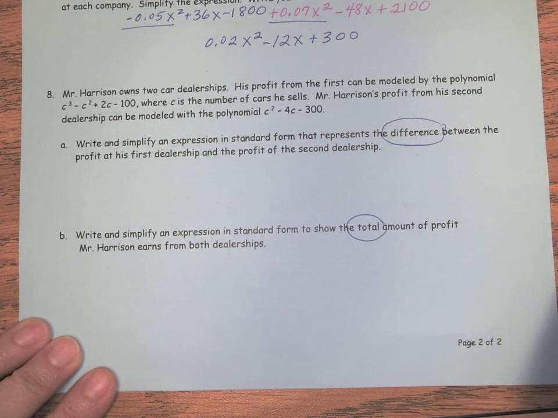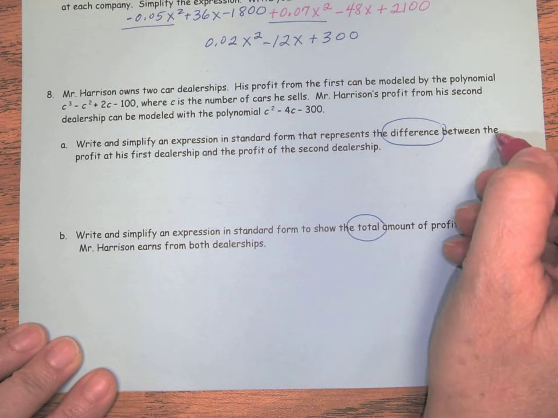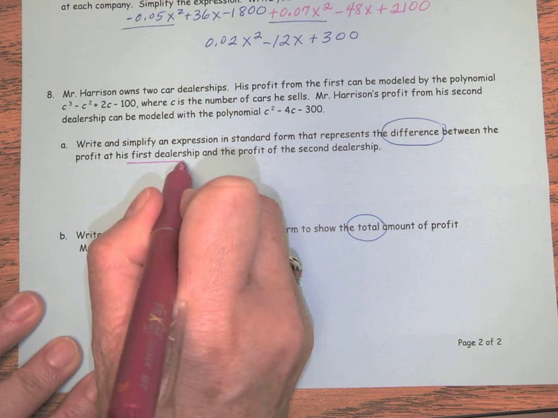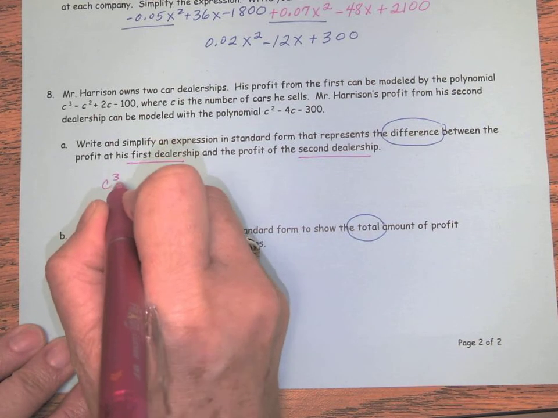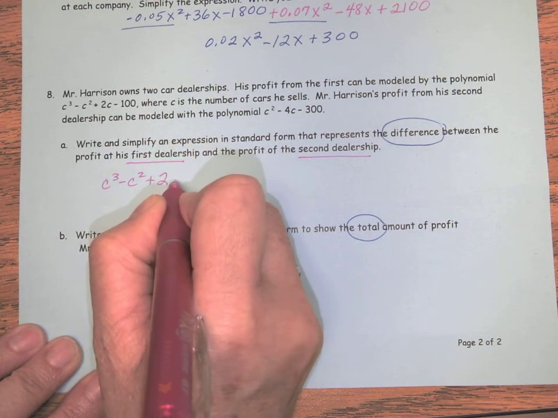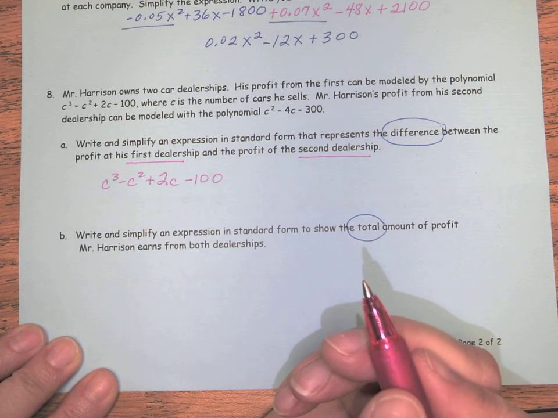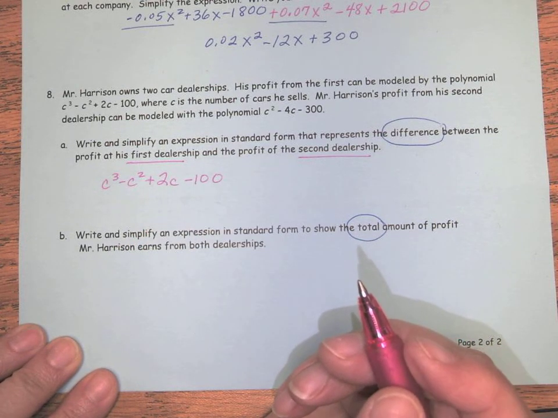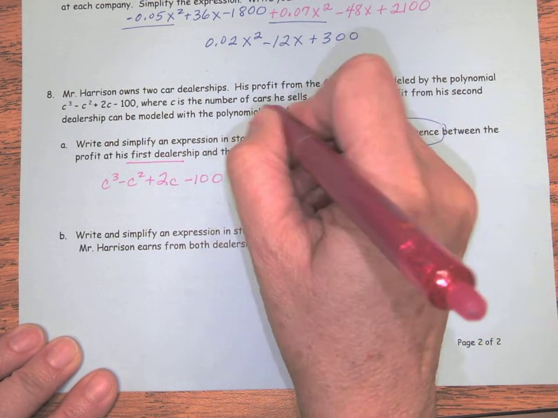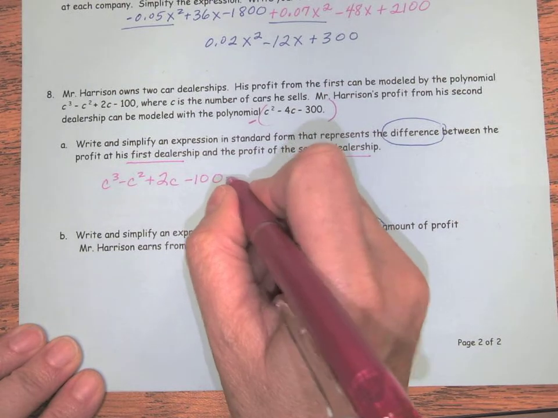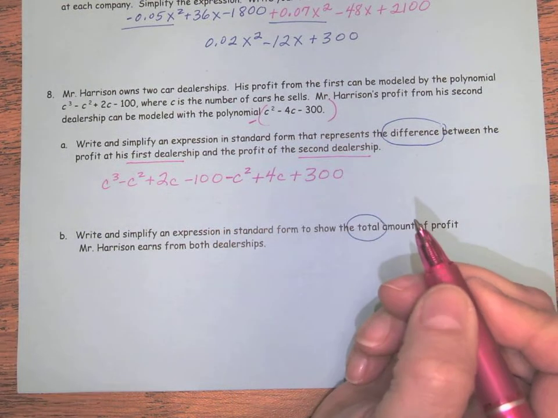You should know from elementary school that difference means subtract. Now it's telling you what to subtract from the first dealership to the second. So the first dealership is this, and I'm going to subtract the second. Now, I hope you will follow me here and let me save a step. If I'm subtracting this, can I go ahead and distribute the negative 1? Minus c squared plus 4c plus 300.